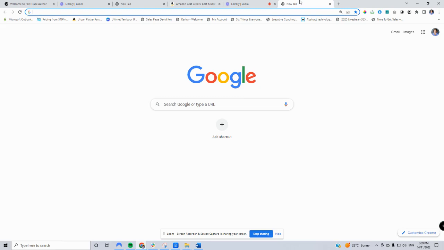Okay, so the first thing is when you get Power Tools for Authors, there will be two Google Chrome extensions that you'll be adding to your toolbar. The one with the little chart and the one with the little man. We'll be clicking the little man.